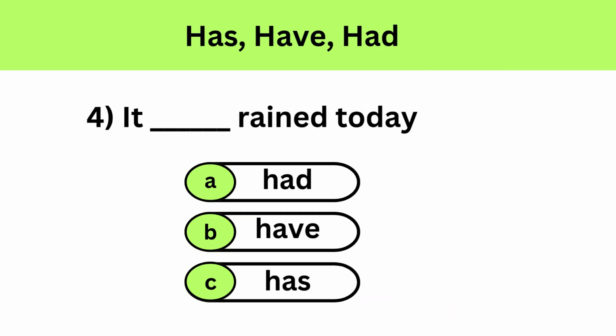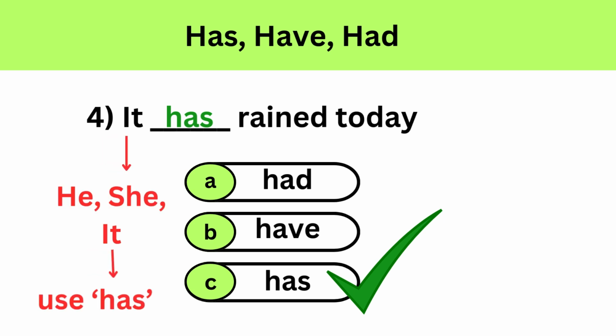Question number 4. It dash rained today. Option C. Has. It has rained today. For subjects like he, she, it, we use has.